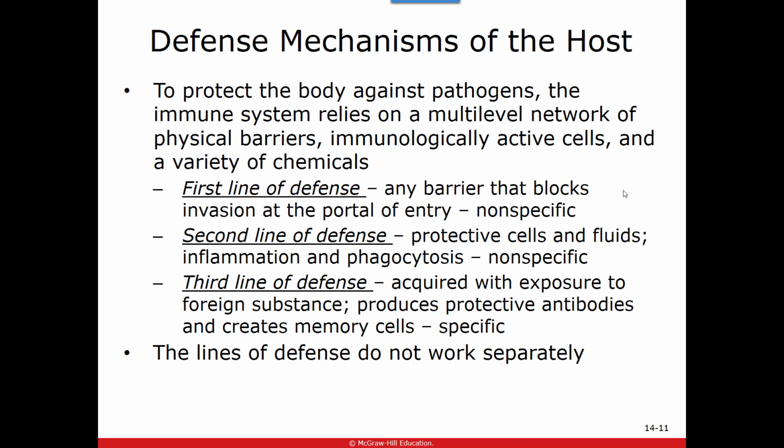The third line of defense is acquired, so once you're exposed to something, it tackles it, gets rid of it, and creates those memory cells. Now, the lines of defense do not work separately from each other. Instead, they generally overlap and are redundant, so as one thing is helping, so is another layer as well. They all try to work together to recognize foreign invaders and get rid of them.